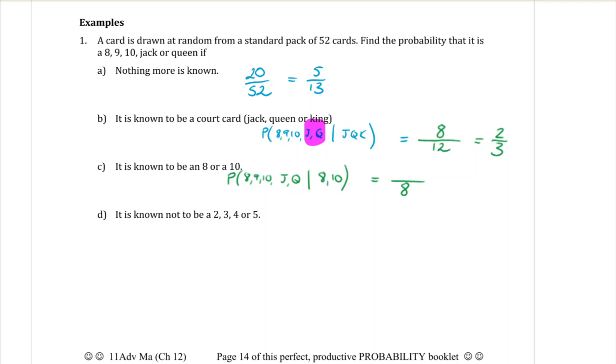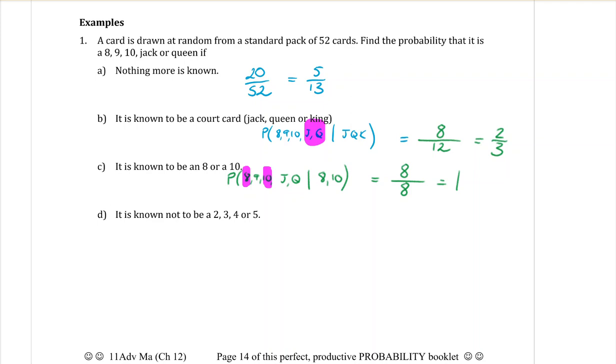So if I only have 8s and 10s, what is the probability that I'm going to draw an 8 or a 10? Well, given that I have all the 8s and all the 10s in here, I'm going to have 8 out of 8 chances of getting an 8 or a 10 out of that. So 8 out of 8 means a probability of 1.